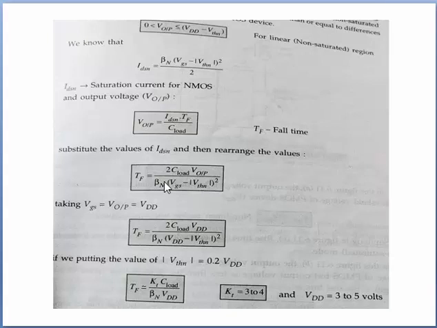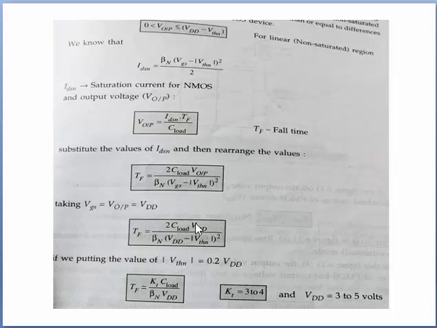Now put VGS, that is the input voltage between gate and source, equal to VDD, that is the power supply voltage. VDD is at logic 1 and VS is at ground level, that is 0 level. So put V output equal to VDD, then the fall time TF becomes 2 C load VDD divided by beta N times (VDD minus VTHN) whole square.